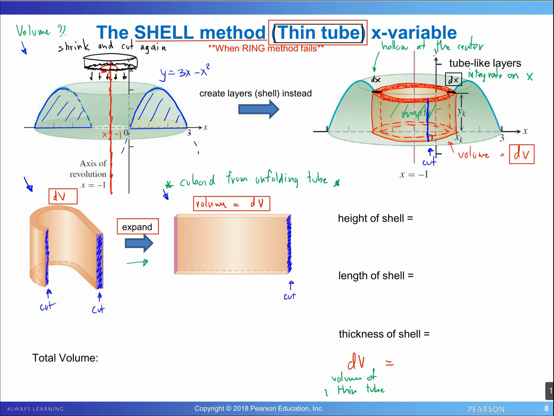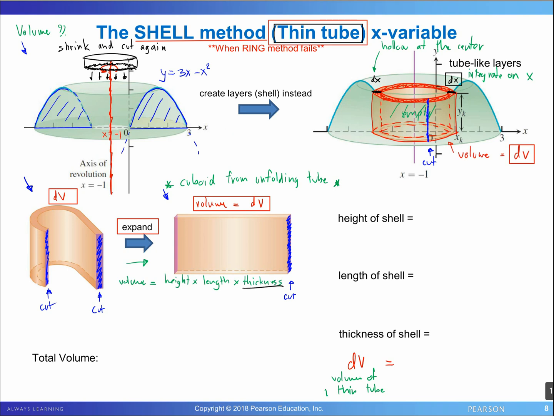Since this is a cuboid, the volume is going to be equal to the height of this cuboid times the length of this cuboid times the thickness of this cuboid. So let's start with thickness.